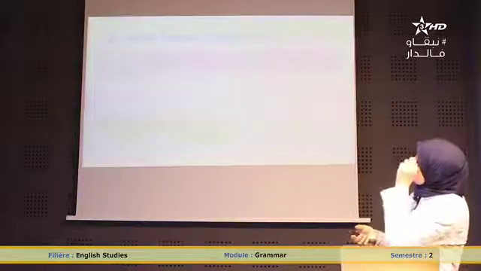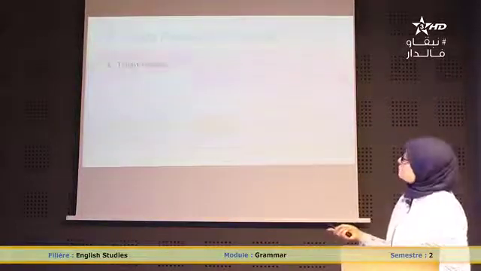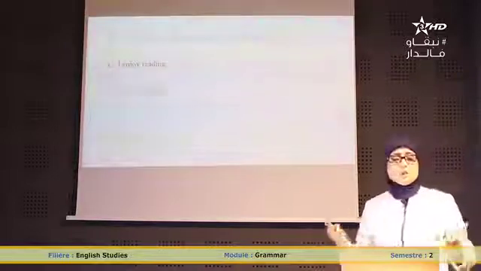Let's look now at the verbs that are followed by a gerund. Look at this sentence, I enjoy reading.